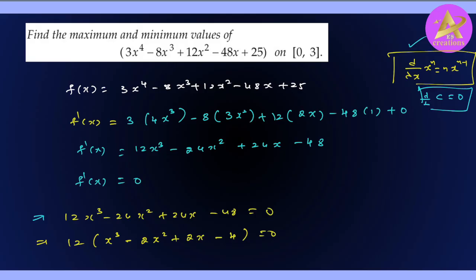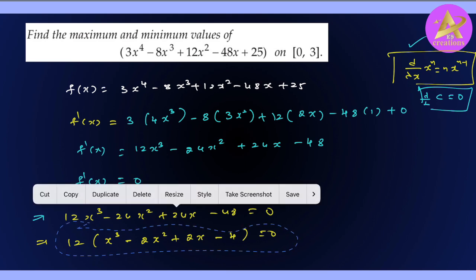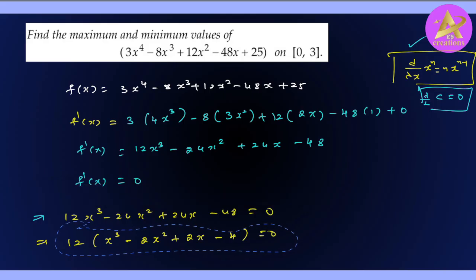12 is not equal to 0, it is positive, greater than 0. That means if you send it to the denominator, it becomes 0 by 12, which is 0 only. Then finally this equation becomes like this. I will copy this equation, wait, I will just take a copy.